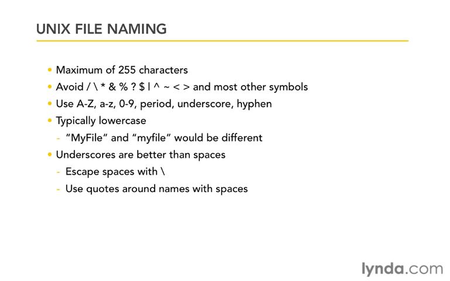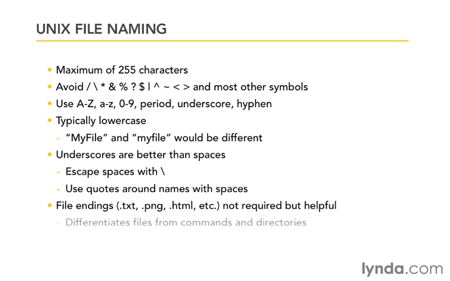The other thing you can do is put quotes around names that have spaces in them, and then it'll know, this is one complete unit. I don't need to break that up. The last thing is that you want to use file endings whenever possible. They're not required, but they're very helpful. .txt for text files, .html if it's an HTML file, and so on. It really helps you when you're looking at your listings to differentiate what are files from commands and directories.